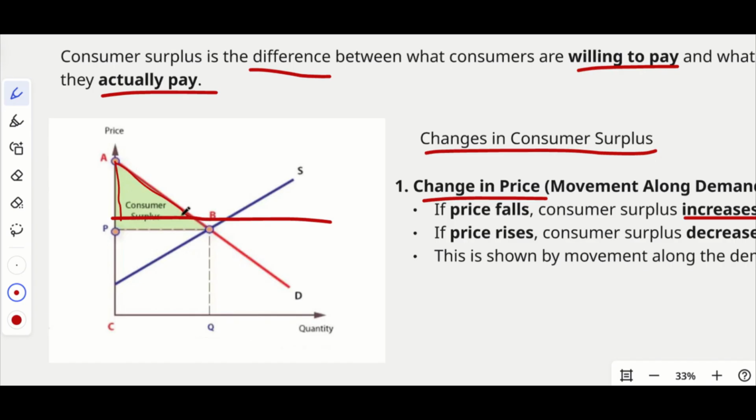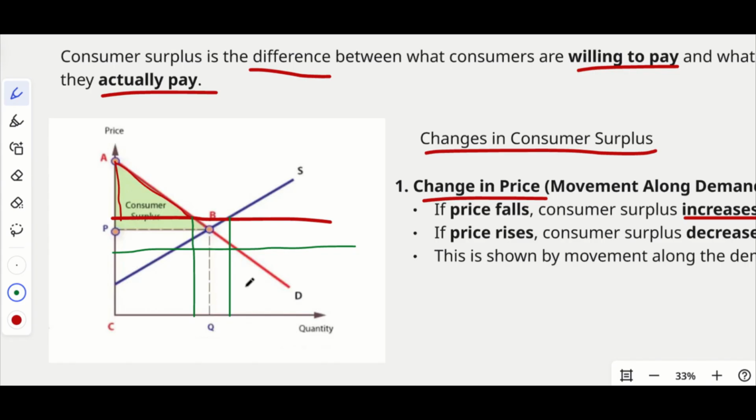And what if the price is reduced? Let's first consider the higher price. If the price increases to this point, the quantity demanded will be only this much, and the quantity supplied will be this much. Since the price is higher than the equilibrium price, the quantity demanded will reduce and there will be some surplus. The product will remain unsold, the complete product won't be sold in the market. And that is why the consumer surplus will decrease.